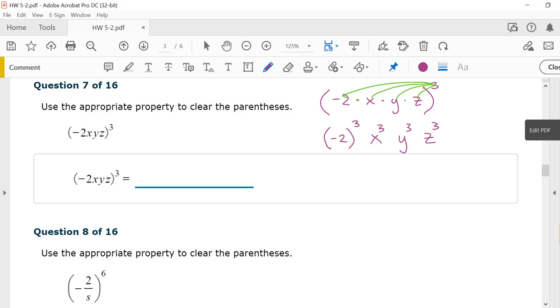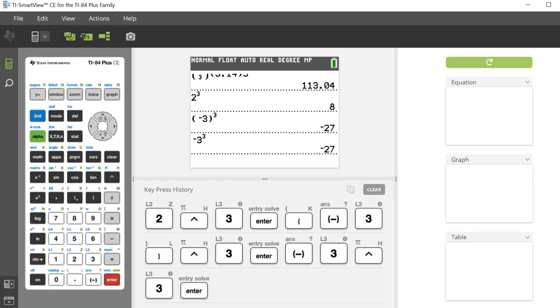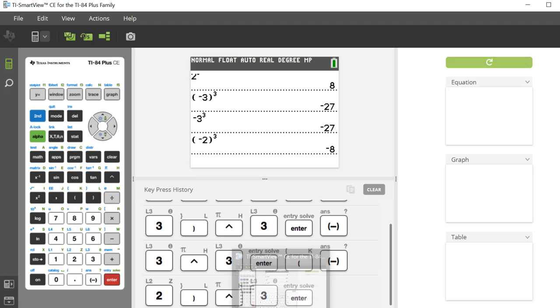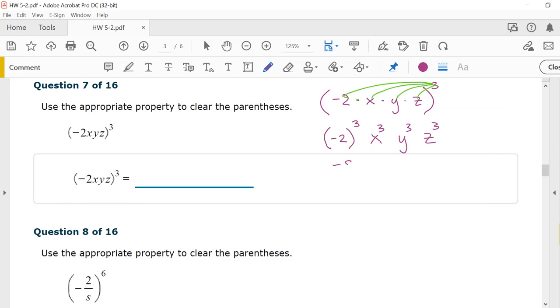Now what is negative 2 quantity cubed? Negative 2 cubed is negative 8. Negative 8 x cubed, y cubed, z cubed.